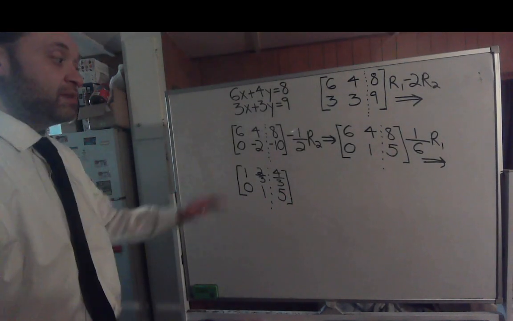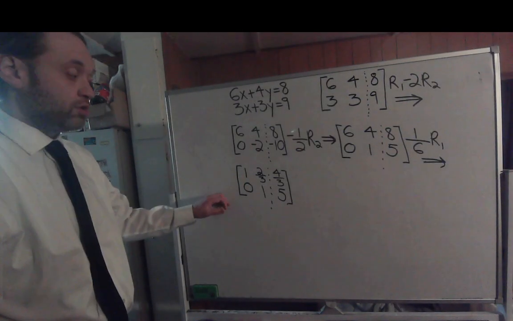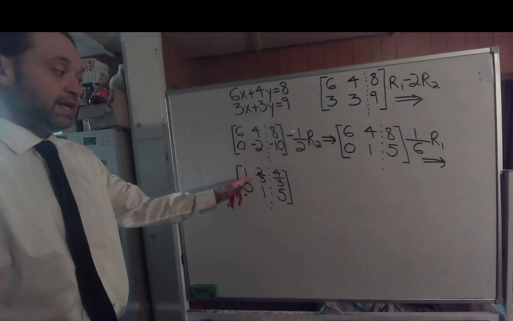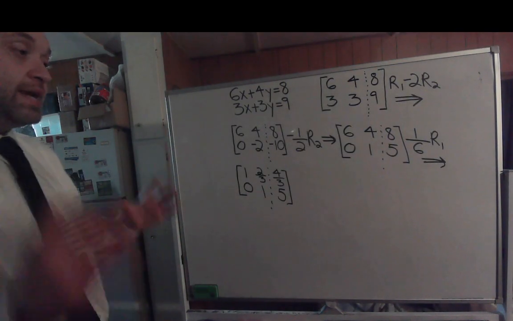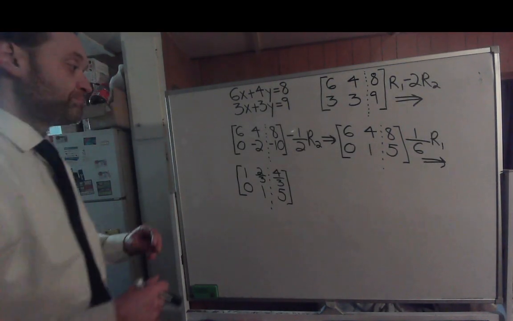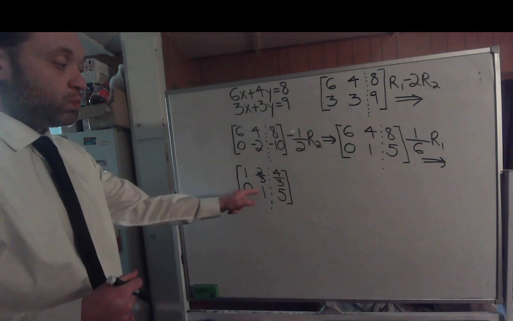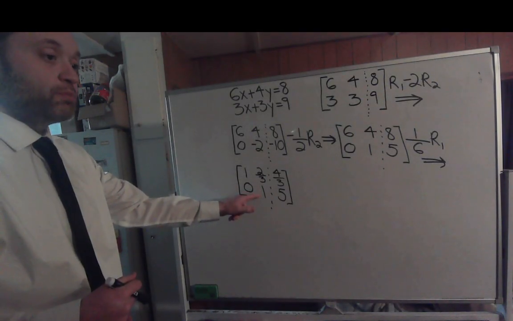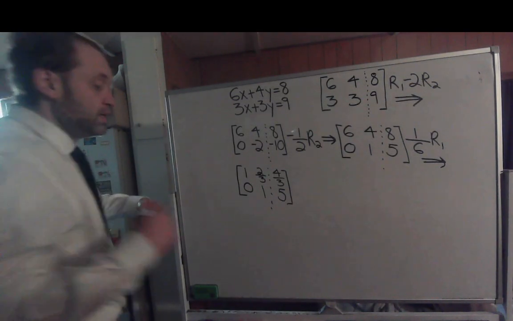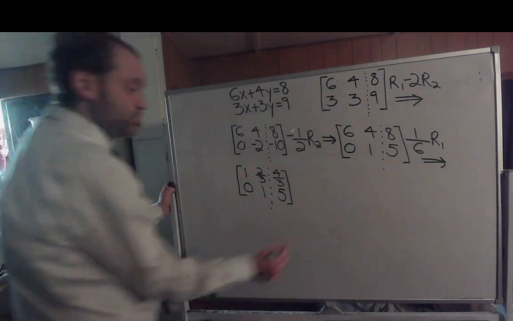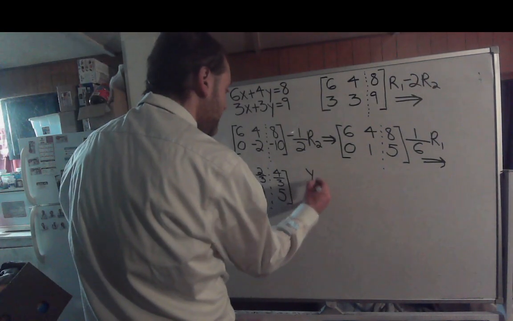Now we have a matrix in row echelon form because both rows have a leading 1. Now let's go ahead here and solve for y. That 1 coefficient in the second row means that's a 1y. And then on the right side, that's a solution to y. So that means your y equals 5.